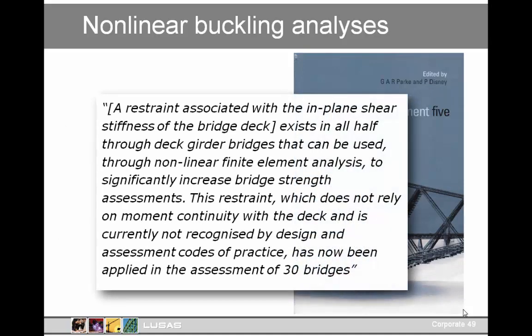They write, a restraint associated with the in-plane shear stiffness of the bridge deck exists in all half-through deck girder bridges that can be used through nonlinear finite element analysis to significantly increase bridge strength assessments. This restraint, which does not rely on moment continuity with the deck and is currently not recognised by design and assessment codes of practice, has now been applied in the assessment of 30 bridges.